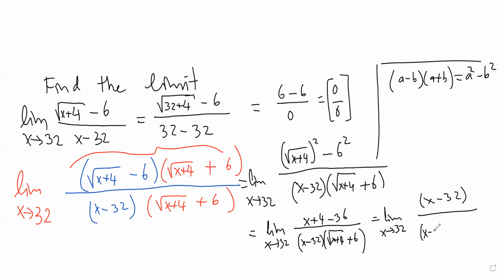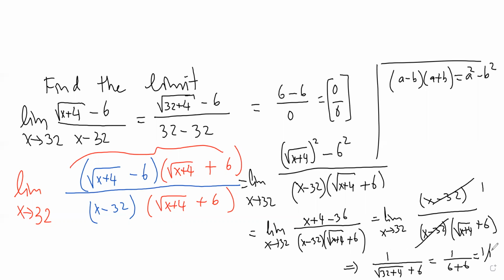And you see a factor appears on the bottom as well, right? So top and bottom now have the same factor, so we can just cancel this out. We'll still have 1 there. And then we can just go ahead and plug the 32 into the remaining function for the x value. So this will be 1 over the square root of 32 plus 4, which is 6, so 1 over 6 plus 6. And that's 1 over 12. So this limit is 1 over 12.